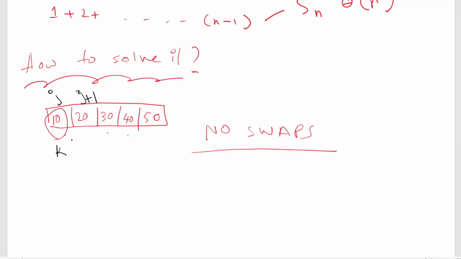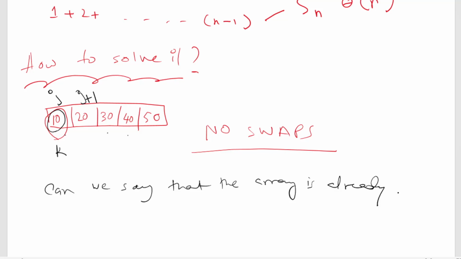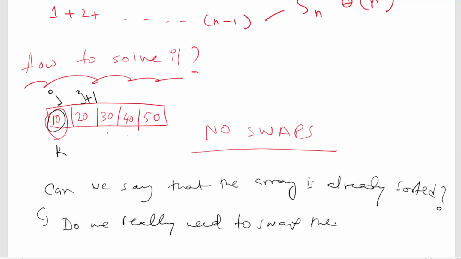Now, as there are no swaps for the first element of this array, can we say that the array is already sorted? Before we answer this question, let's try to answer another question. Again, if the first element is never swapped, do we really need to swap the other remaining elements?